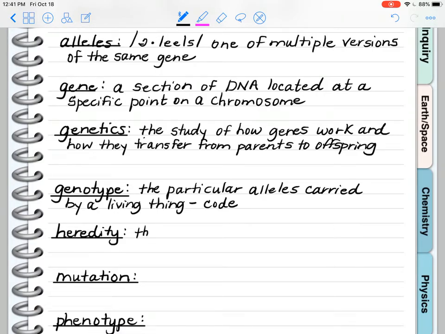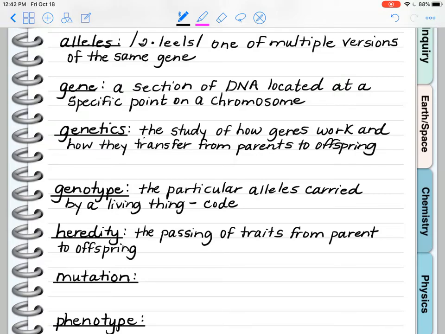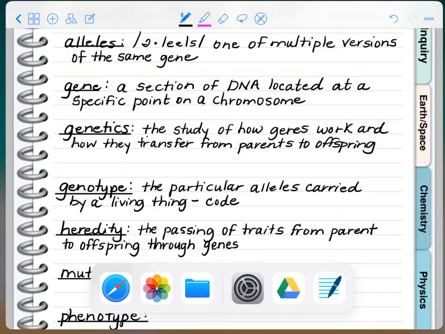Heredity, you may have heard this word before, is the passing of traits from parent to offspring through genes. So when parents pass the gene down to the child, they're passing the traits down to the child.